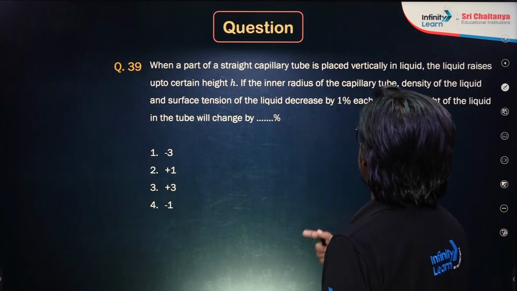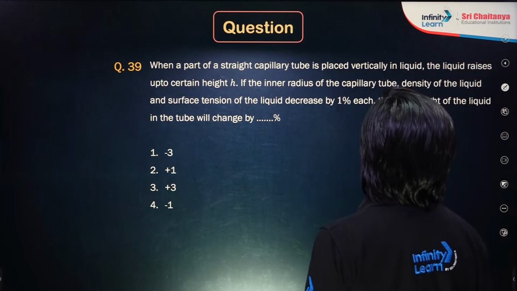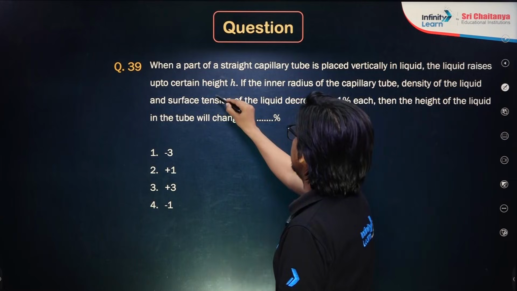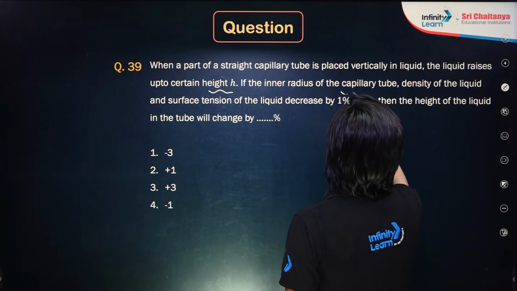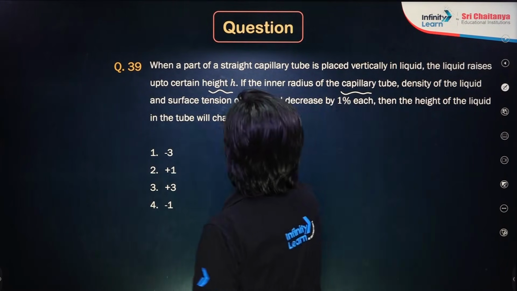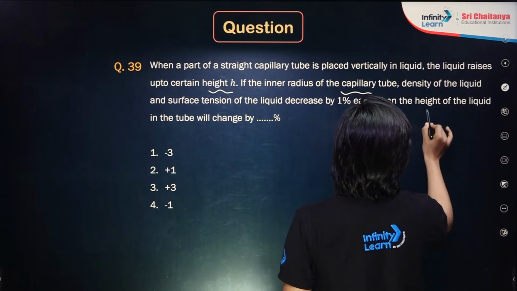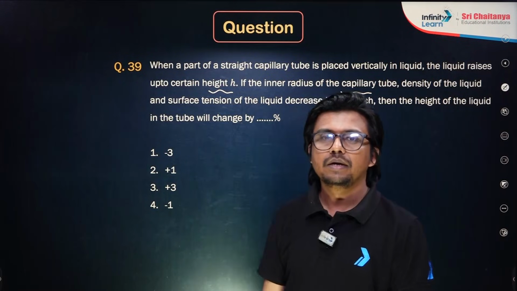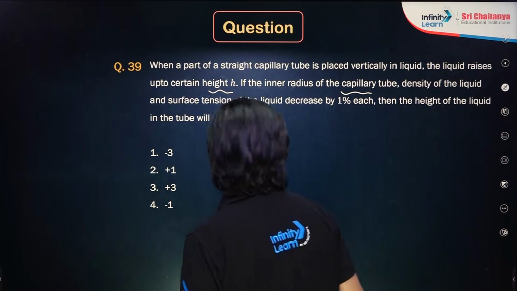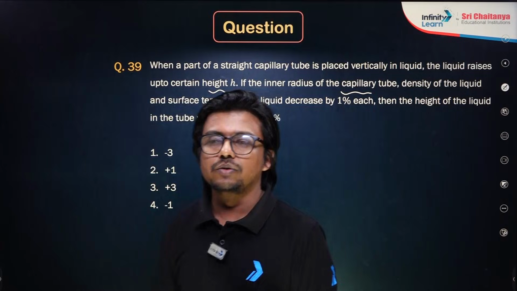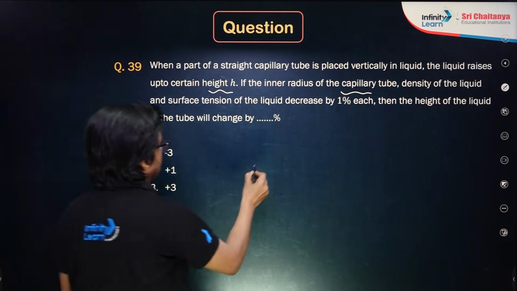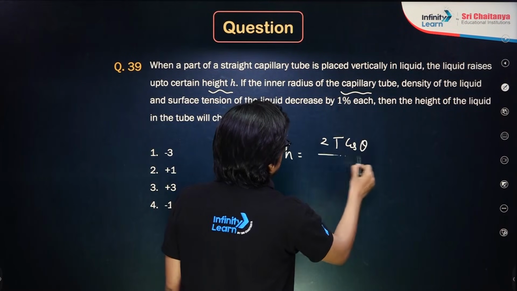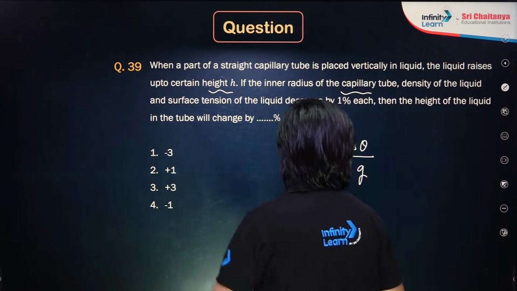When a part of a straight capillary tube is placed vertically in a liquid, the liquid raises up to a certain height h. If the inner radius of the capillary tube, density of the liquid and surface tension of the liquid decreases by 1% each, then the height of the liquid in the tube will change by. So you can write that height is actually equal to 2t cos theta divided by r rho g. That theta is the contact angle.